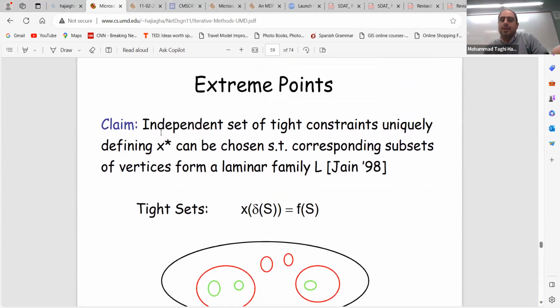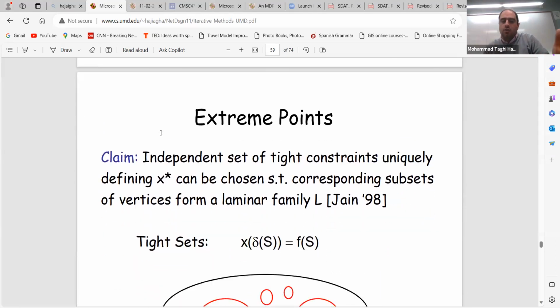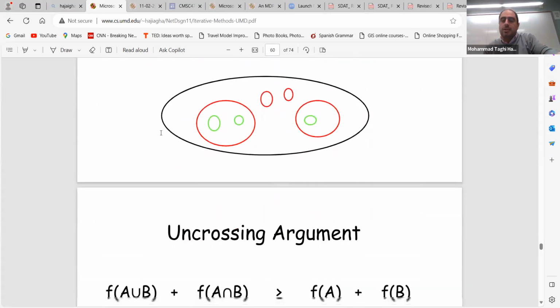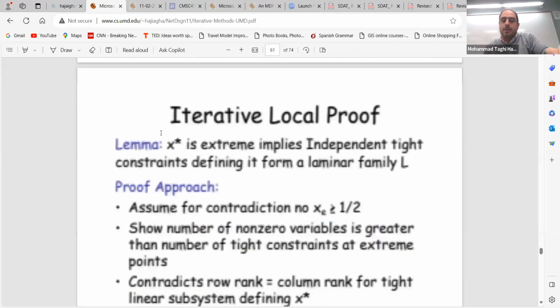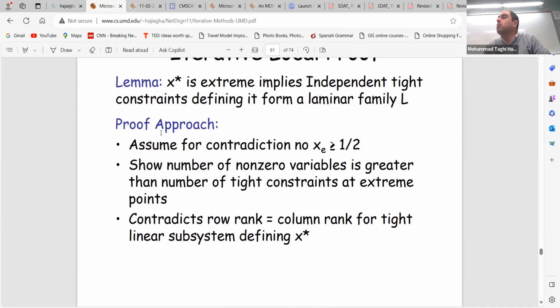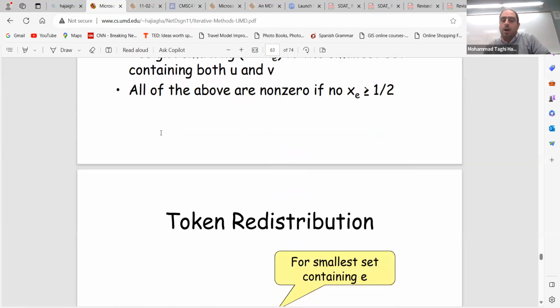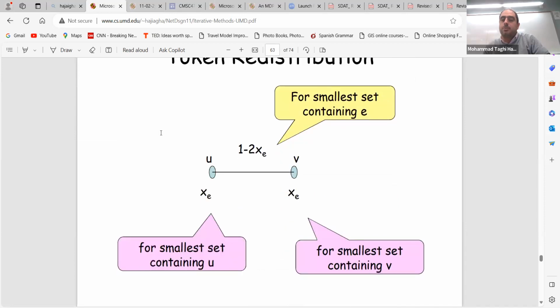And then you want to say that there is one edge of at least 1/2. How do you do that? Again, you just show that these are laminar. I will just pass through that. Now, to show that, assume that there is no edge with x_e at least 1/2, the same argument. You need to do the token distribution.